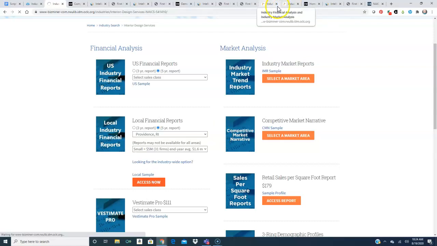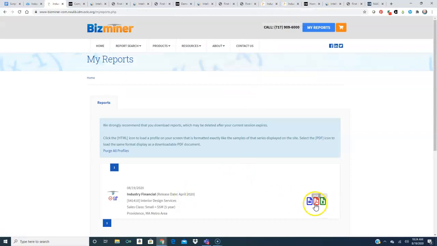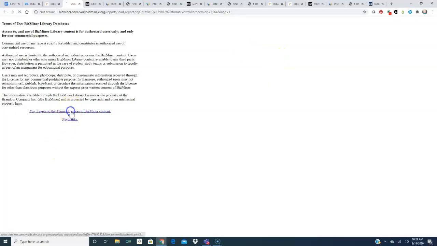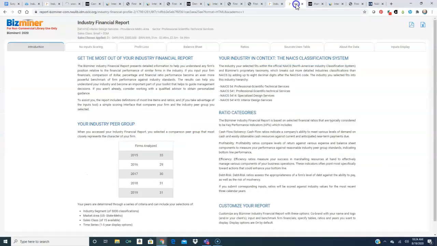This takes a few minutes to load, so let me see if I can find where I put it. And I'm going to choose the HTML, and I'm going to agree. And while that loads, let's see if I have it here. Yes. So this is the industry financial report for interior design services. And you can see the tabs across the top. So here's where you can get those financial statements for profit and loss, for your balance sheet, and for key business ratios. And it defines each of those under its introduction section.